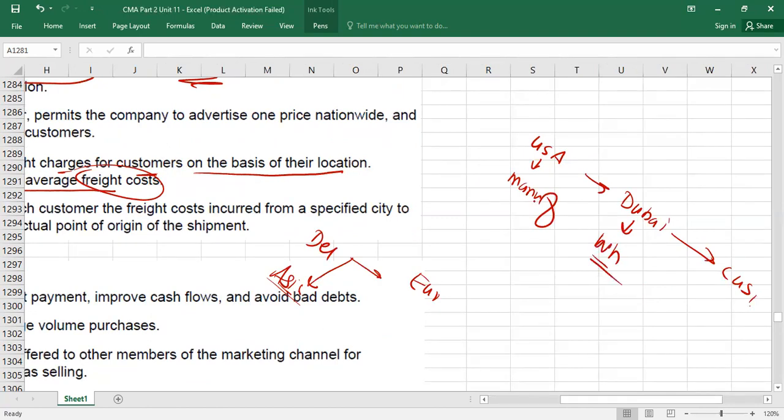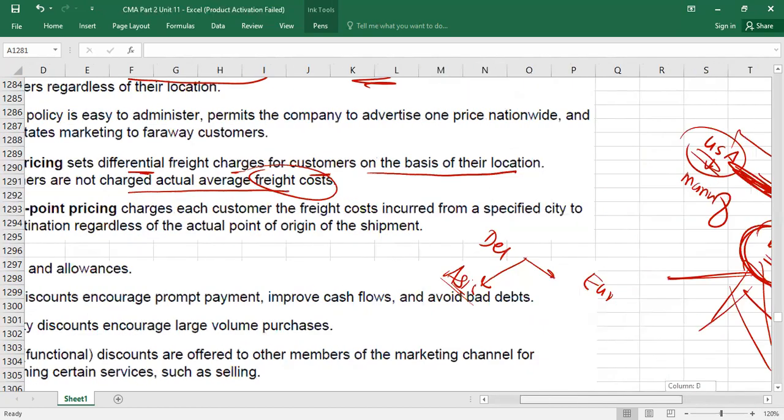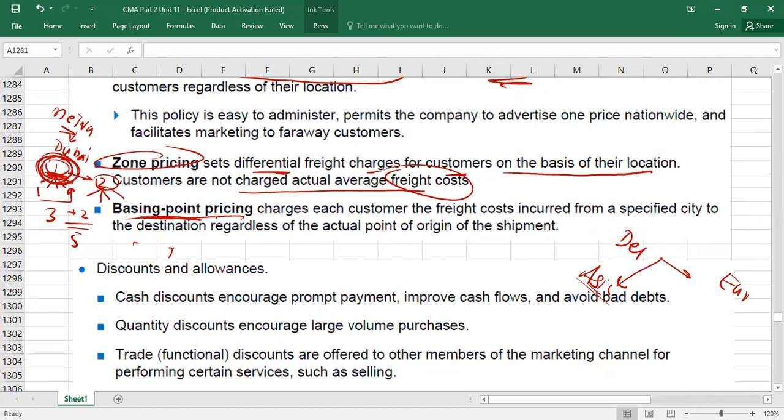So obviously, as a USA manufacturer, you will first dispatch goods to Dubai. You store them in your warehouse, and then you are selling to different countries. Now when you are charging freight charges, they don't include the freight charges from the main origin, from the origin of the product to Dubai. They will always calculate the freight charges from this place onward. If this is the scenario, this is what is called basing point pricing.